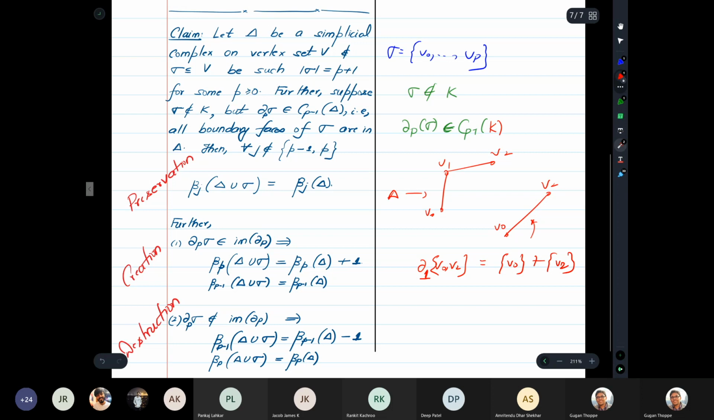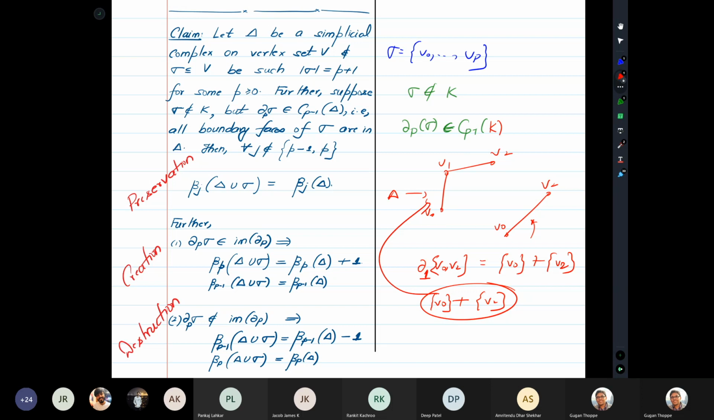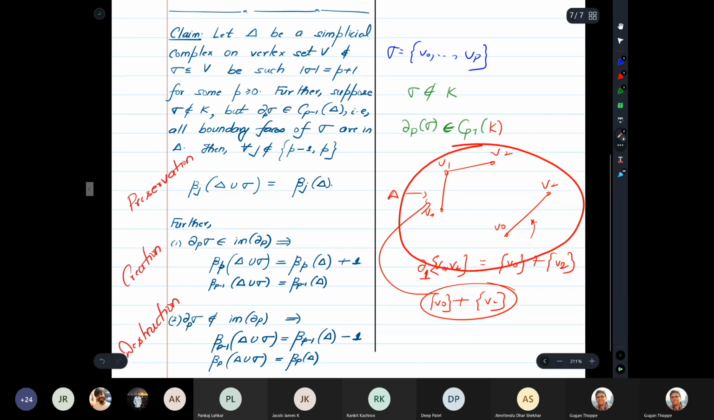Now, my claim is that even though V0, V2 does not lie in this complex, you can clearly see that its boundary elements are there in the simplicial complex. In particular, V0 plus V2 is something that is already there in C0 of this simplicial complex. So that is what this condition means: the face does not belong to the simplicial complex, however, all its boundary faces belong to this simplicial complex. So think of this example over here.